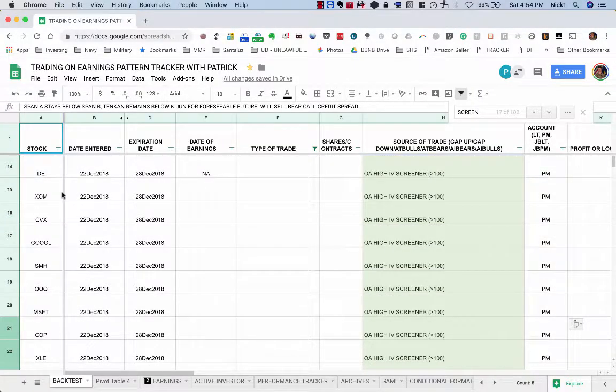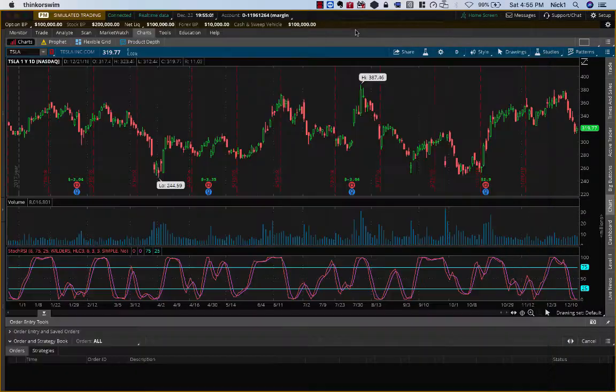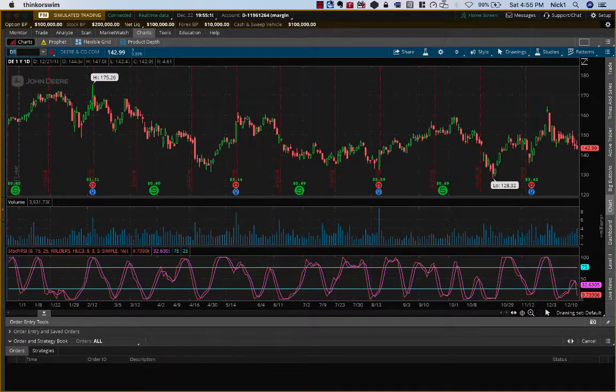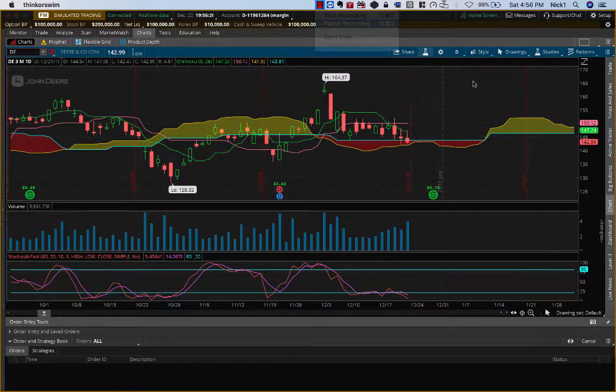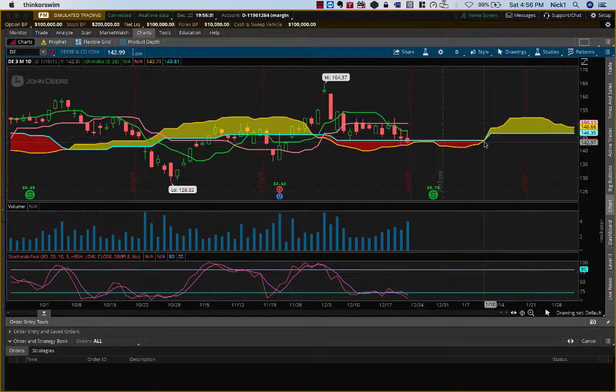All right, this is based on the Option Alpha stock screener, high implied volatility. So starting with John Deere, you can see here. Let me pause this. So here's the Ichimoku and the Stochastic Fast. Obviously very oversold, but it does show a reversal into bullish growth around January 10th. So I'd say between the 9th and the 11th, you should notice it by then.